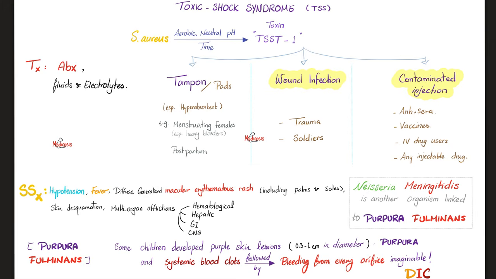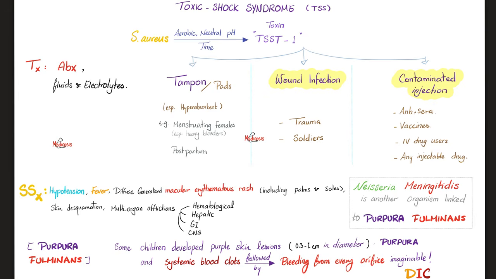Symptoms of toxic shock syndrome. Well, it's a shock, hypotension. The definition of shock is inadequate tissue perfusion. Fever, diffuse, generalized, macular, red rash, including the palms of the hand and the soles of the feet. Skin desquamation, multi-organ failure, and then it can get worse. Purpura fulminans. What's that? Basically DIC. What's the purpura? You know purpura, right? Dark purplish skin lesions. Oh, and they measure 0.3 to 1 centimeters in diameter.